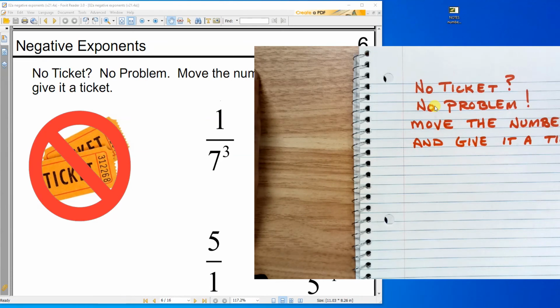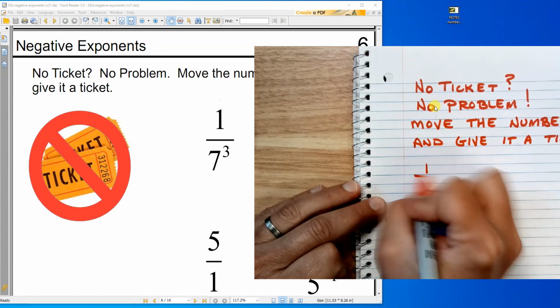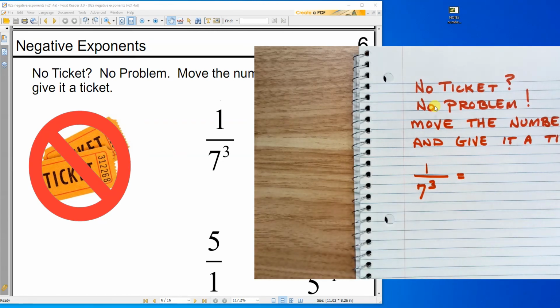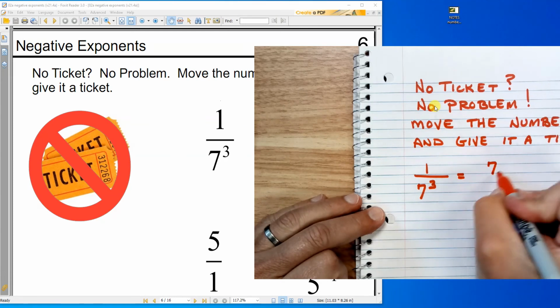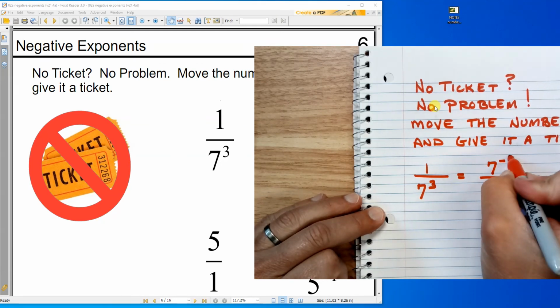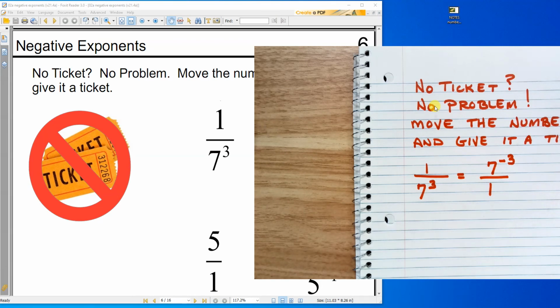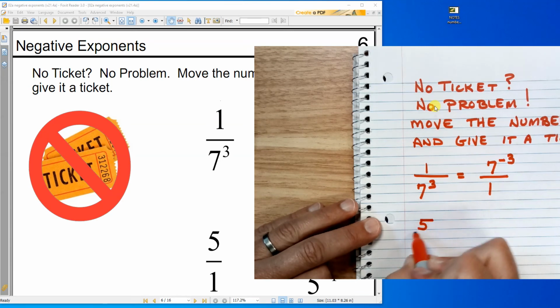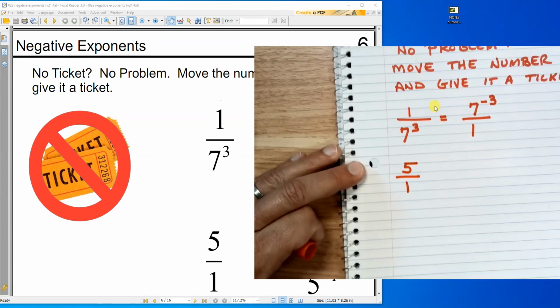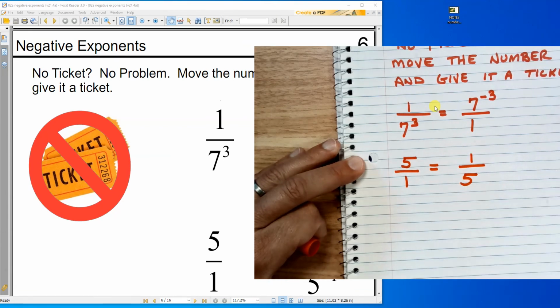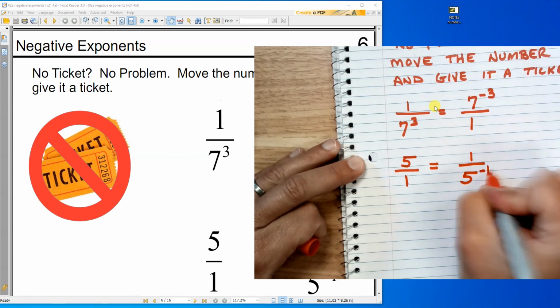Here's an example. 1 over 7 to the third. I'm going to move the number to the top, and I'm going to give it a ticket. These are equivalent. 5 over 1. Move the number to the bottom. Give it a ticket.